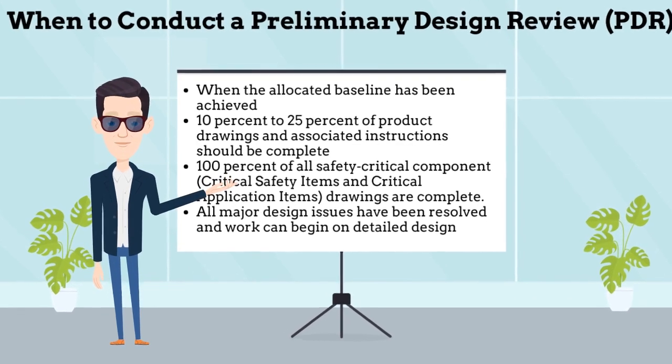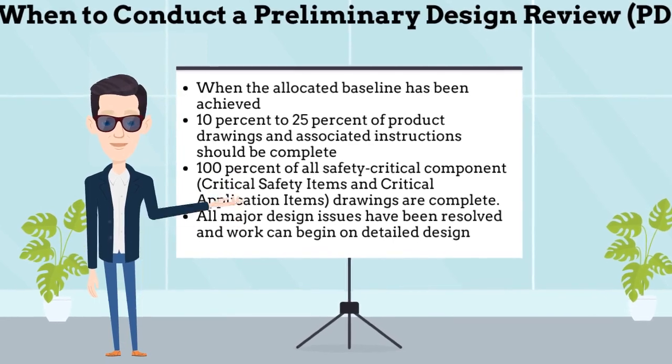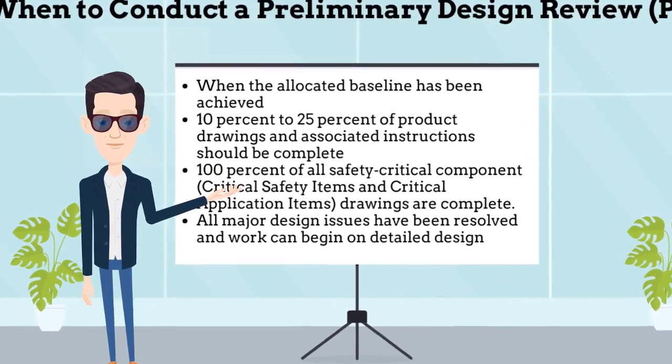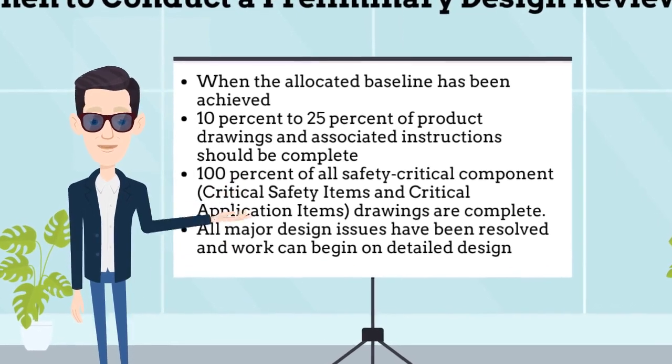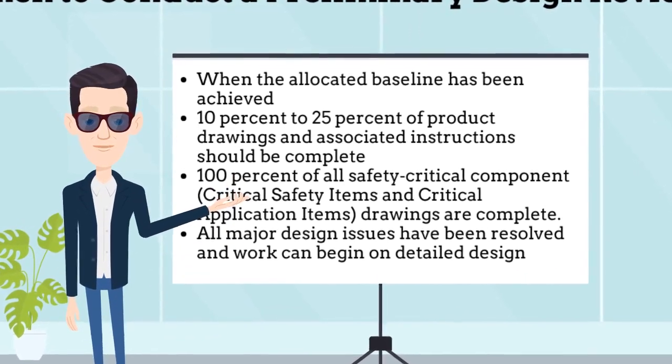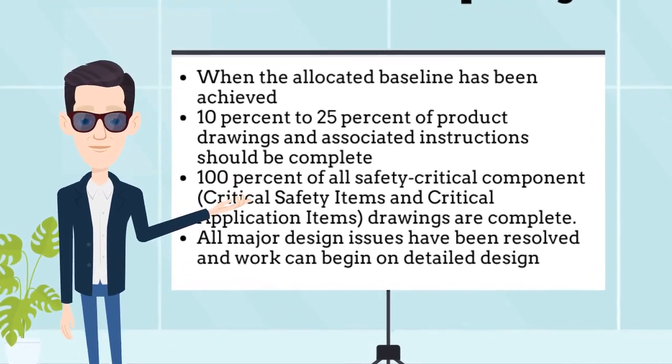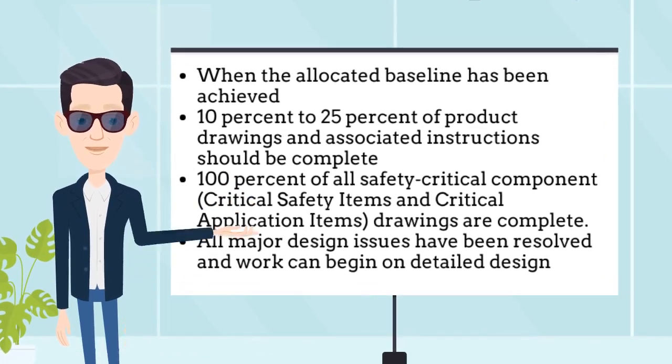When do you conduct a preliminary design review? The PDR should be conducted when the allocated baseline has been achieved, allowing the detailed design of hardware and software to proceed. A rule of thumb is that 10% to 25% of product drawings and associated instructions should be complete and that 100% of all safety-critical component, critical safety items and critical application items, drawings are complete.